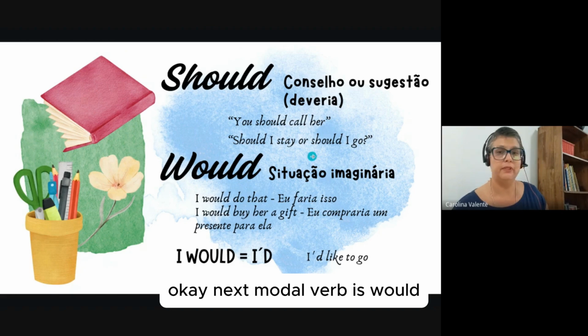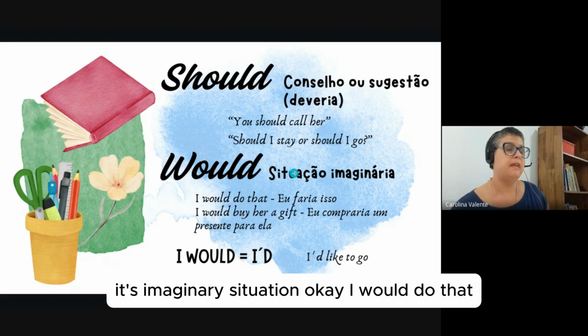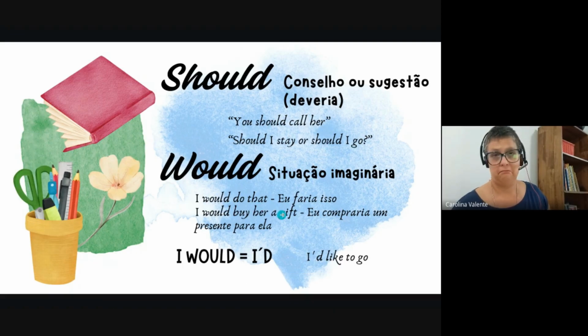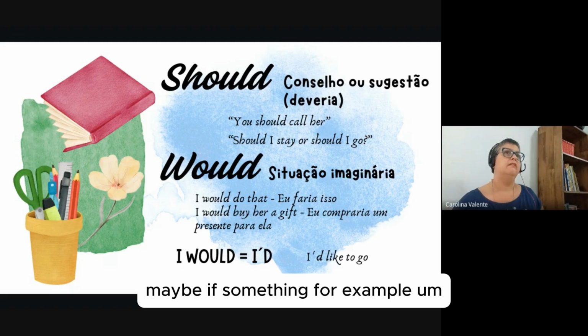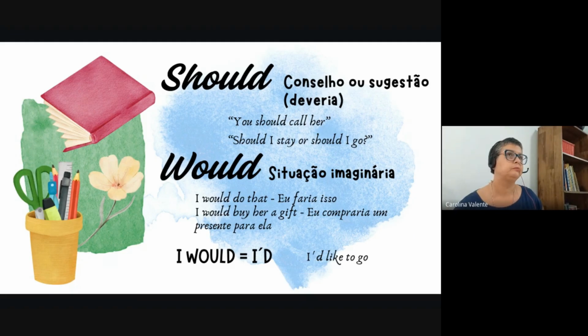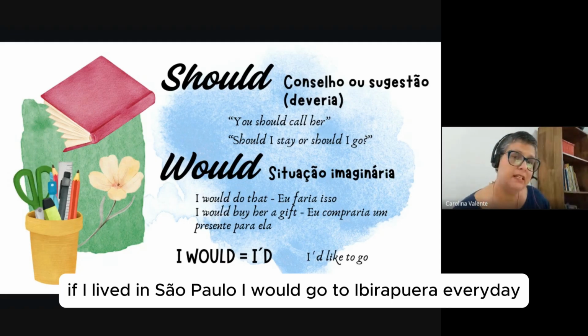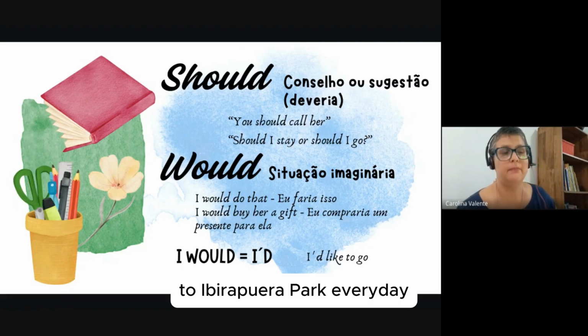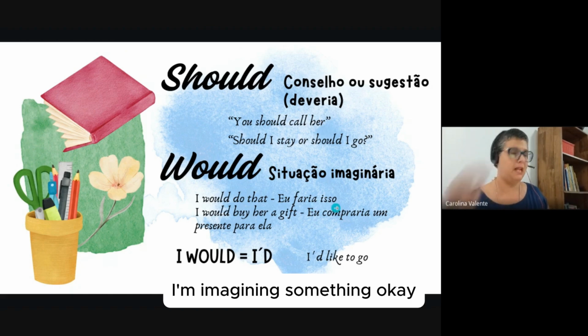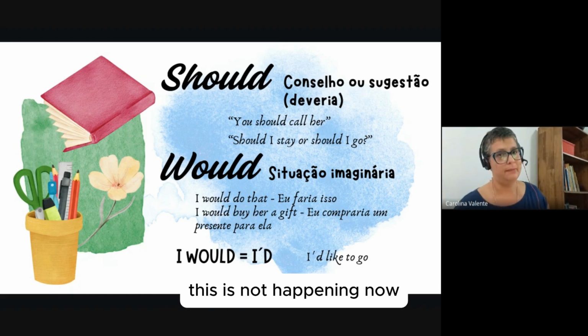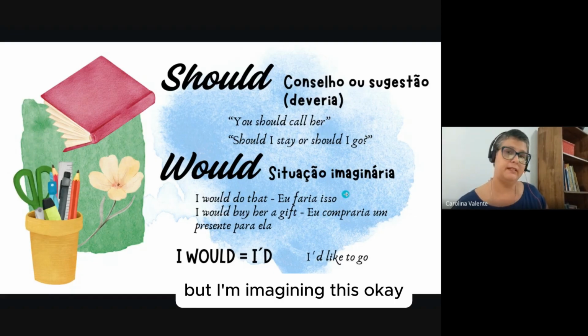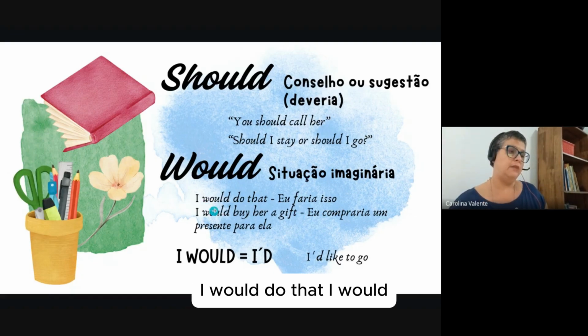Okay, next modal verb is would. It's an imaginary situation. Okay? I would do that. Maybe if something, for example, if I lived in São Paulo, I would go to Ibirapuera Park every day. That's it. Okay. I'm imagining something. Okay. This is not happening now, but I'm imagining this. Okay. I would do that.